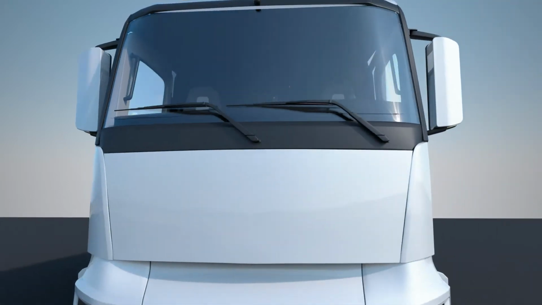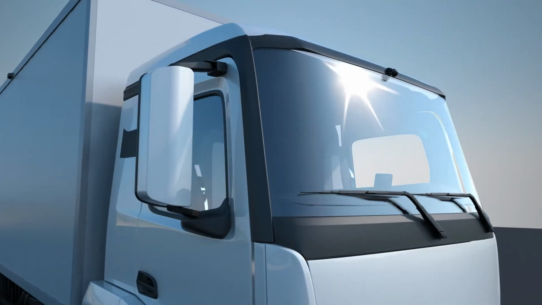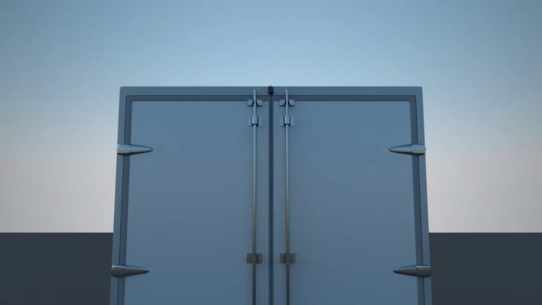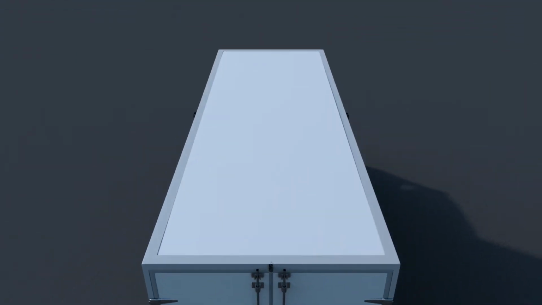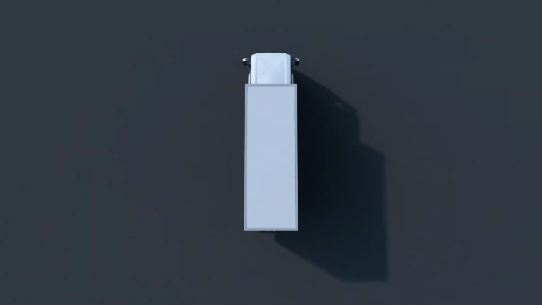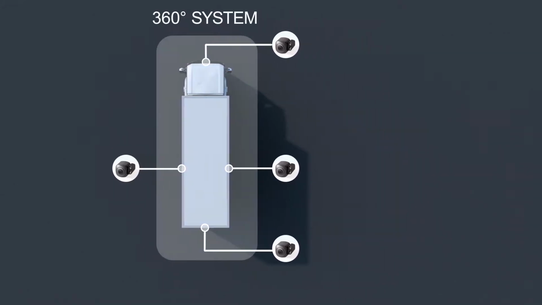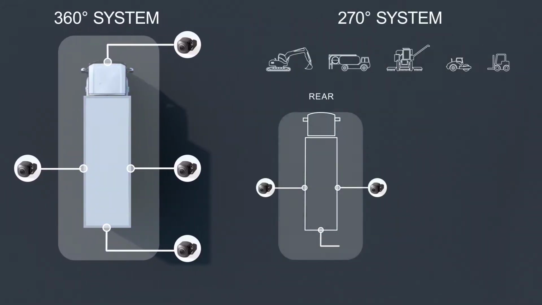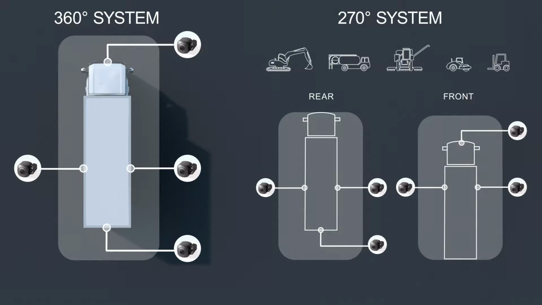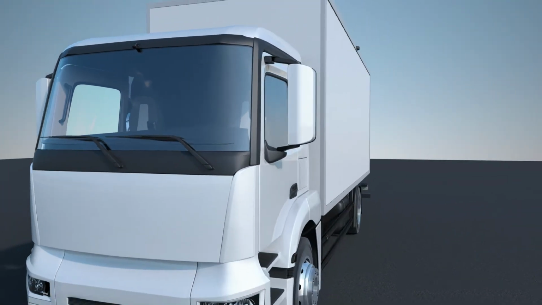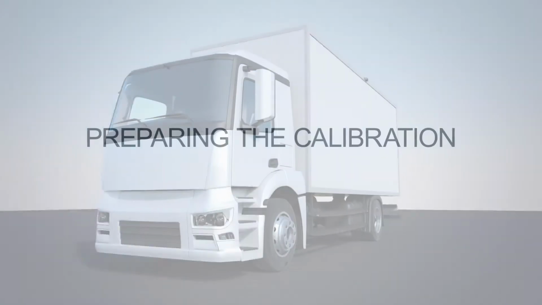The Motec Mobile Vicinity Scout, or MVS, is a camera system developed especially for commercial vehicles. Four cameras generate a seamless 360-degree panoramic view around your vehicle. The 270-degree version is made for special vehicles and uses three cameras, surveying the rear or front of the vehicle. In this video, we explain to you how the MVS system can be calibrated within a few minutes.